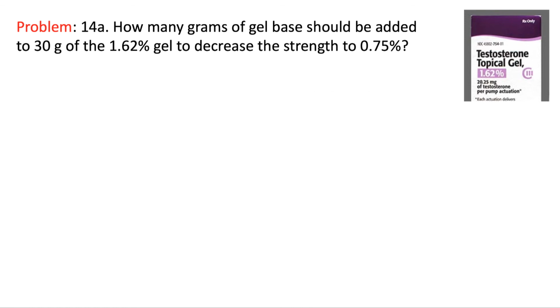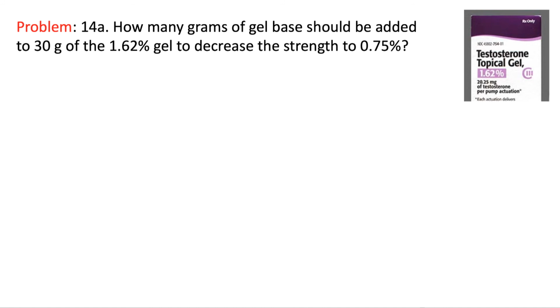All right, let's do some more questions about altering product strength, just because from my experience, these have historically been more difficult questions for students to answer. And this question is all about the commercial product you see here on the right for the testosterone gel. So testosterone gel comes commercially as a 1.62% concentration. What we want to know in this question is how much just blank gel base, additional gel base without any drug in it, could be added to this 30-gram tube of the 1.62% gel to decrease its strength to 0.75%.